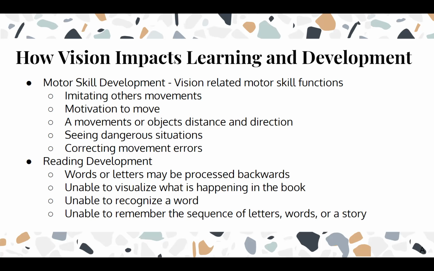For reading development, if a child had a vision impairment, words or letters may be processed backwards. They may be unable to visualize what is happening in the book. They may be unable to recognize a word or unable to remember the sequence of letters, words, or a story. And a lot of these are actually mistaken for dyslexia because they are similar symptoms.